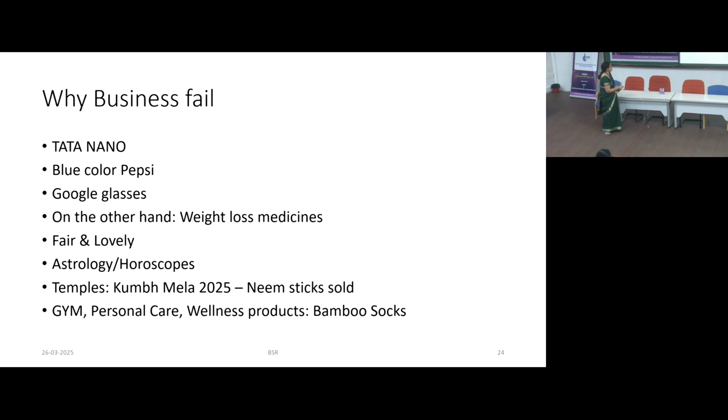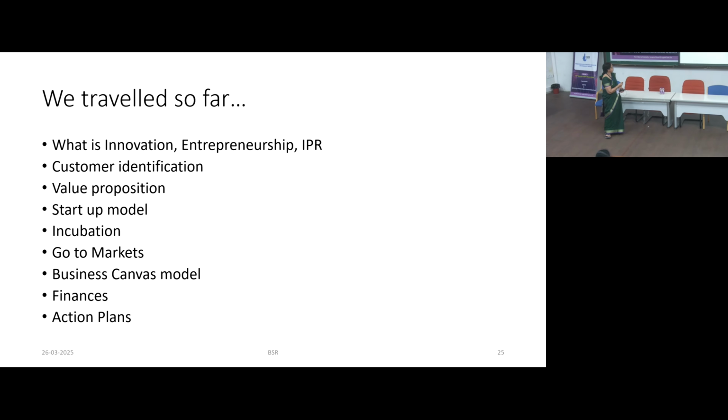So here we see gym, personal care, wellness products, and even bamboo socks, everything. Where am I getting these bamboo socks? I don't know. But everybody talks about it. It improves your blood circulation. If you are a person who is standing all the time, a faculty, a professor, you will get all kinds of problems in your legs. Yeah, we do get, but this doesn't solve that, right?